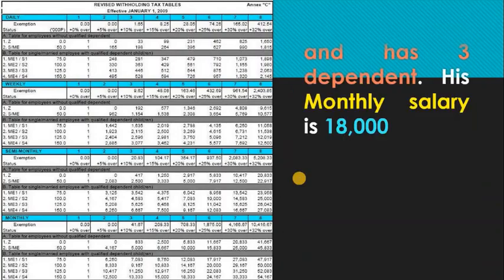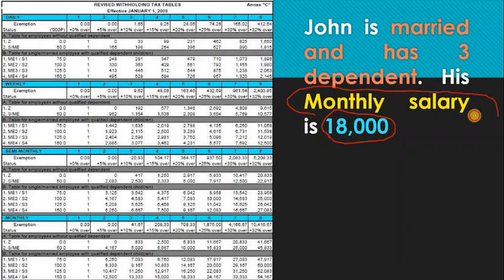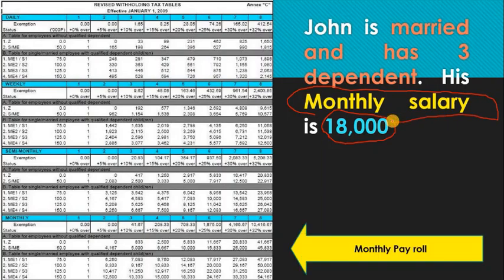Okay, so I have here an example. John is married and has 3 dependents. His monthly salary is 18,000. So before you look at the table, you identify the gross pay. What is the gross pay of John? That is 18,000. John receives his salary every month. So since John receives his salary every month, you are going to refer down here, the monthly scale.